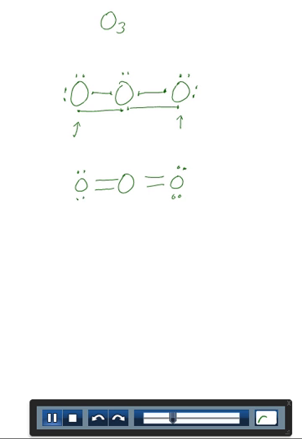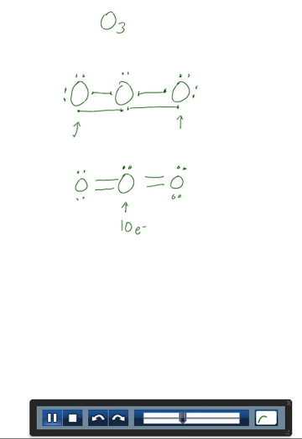and if I count the number of electrons in the central oxygen atom, I have 8. Oops, left out this lone pair. So if I count the number of electrons in the central oxygen atom, I actually have 10 electrons. I have too many. So I'm going to have to get rid of a pair, bring it down to 8.